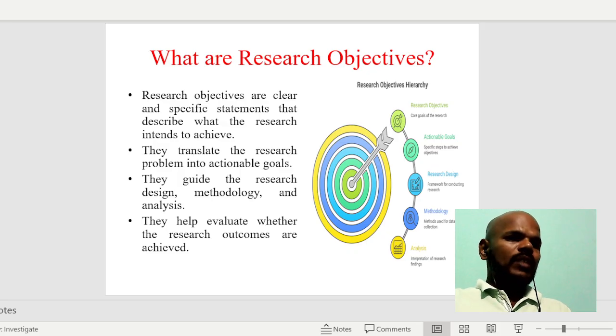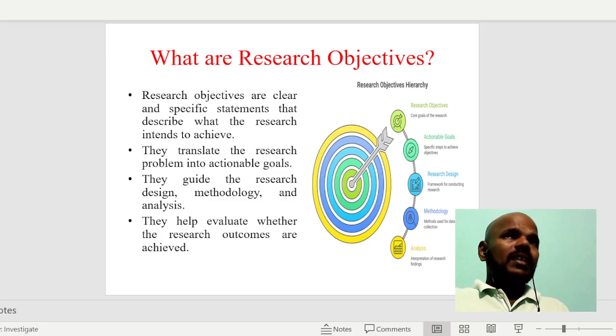The research objective will guide your research design, methodology and analysis. That means it will guide what type of methodology you are going to use and what kind of analysis you are going to use. So the research objective guides the researcher on what to do. That is the intention of a research objective, and at the end it will help you evaluate whether the research outcomes are achieved or not.